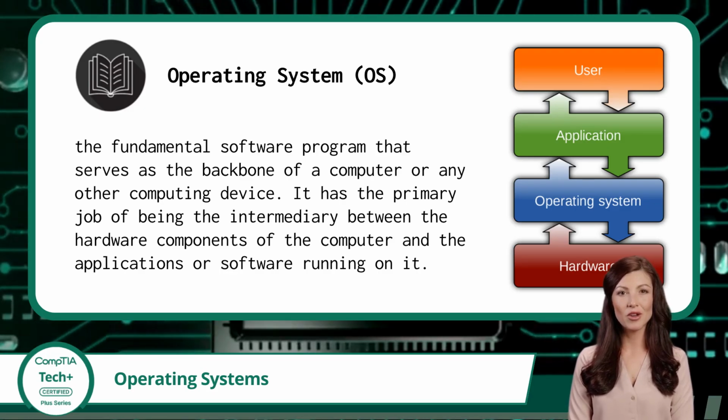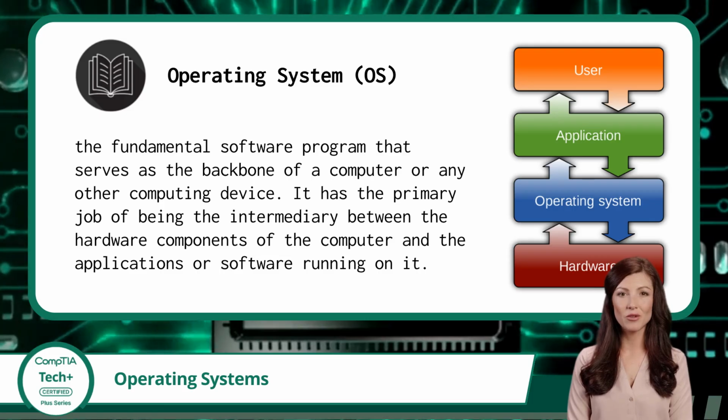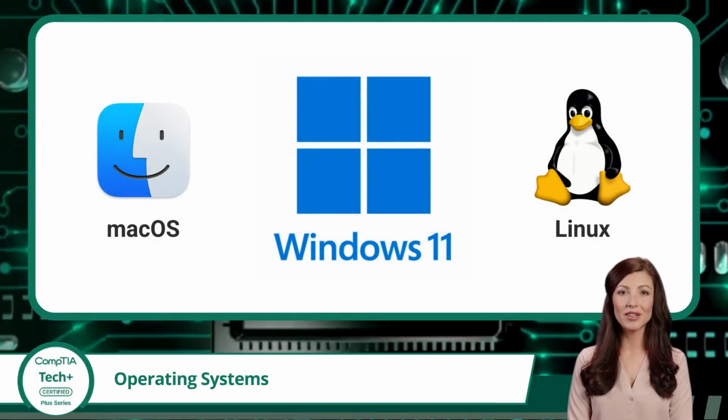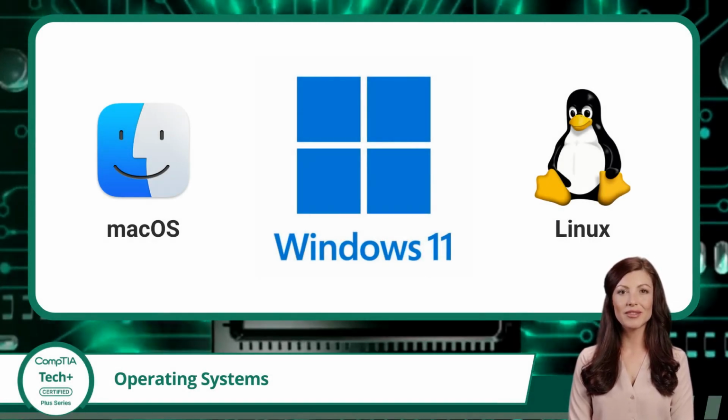It has the primary job of being the intermediary between the hardware components of the computer and the applications or software running on it. More simply put, an operating system is like the boss of a computer, coordinating all its tasks and making sure everything runs smoothly. Or it is like a conductor, who leads an orchestra, ensuring all the musicians play together in harmony to create beautiful music.